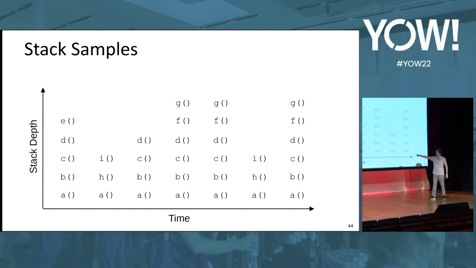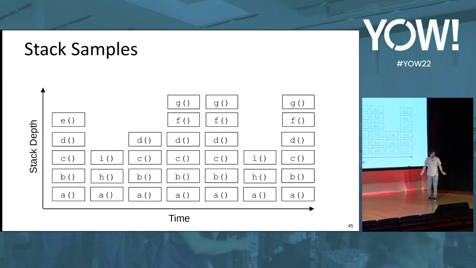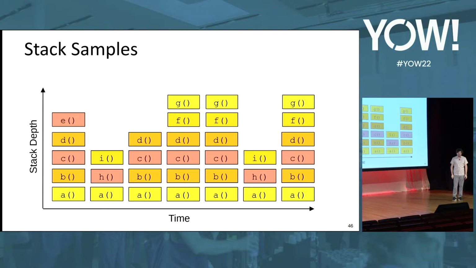So on the first one, A called B, called C, called D, called E. I can draw frames on them. That's a bit hard to really see. It just looks like a lot of text and boxes.